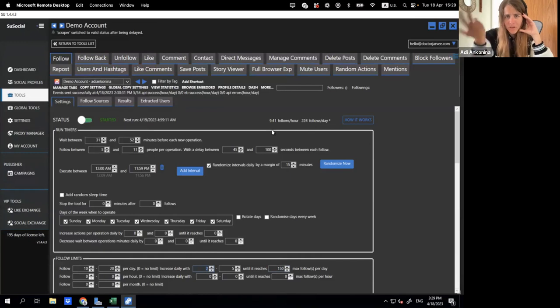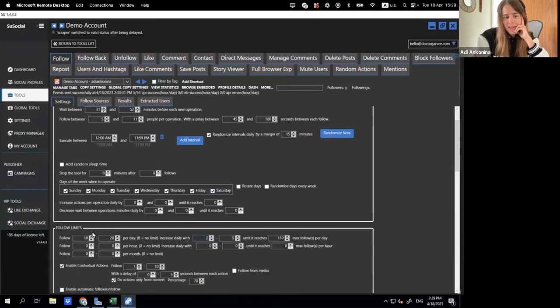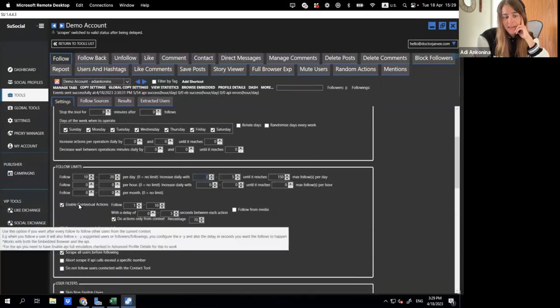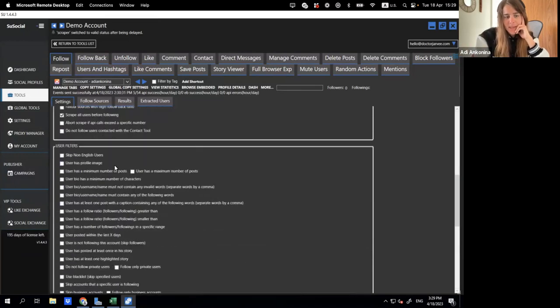Humanly, you can even do 100 much faster, yes, but we are doing it slowly on purpose. We also recommend using the contextual action. It's just to make it more human, in a human way.